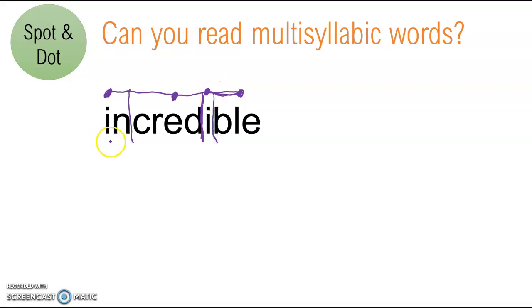Now my word is incredible. Now that I is not making the I sound, and it's not saying it because here you have the schwa. So that's why it says incredible. Spot and dot the next word.